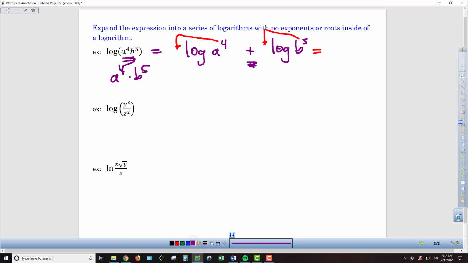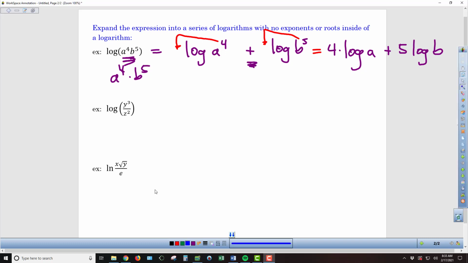And so we end up with 4 times the log of just a plus 5 times the log of just b. So we've applied two of those properties, log of products to separate it into two separate logarithms, and then log of powers to bring those exponents to the front as coefficients.